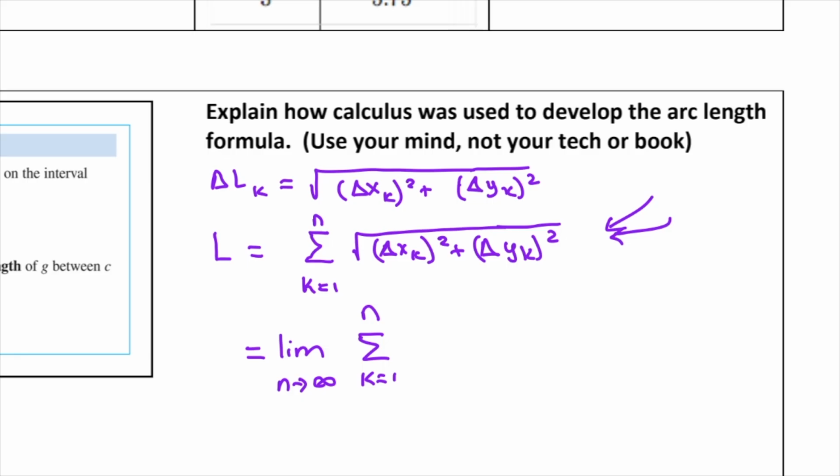So if we were to multiply, let's say, by delta x sub k over delta x sub k, so essentially multiplying by the number 1, and distribute the denominator into our function, let's see what we get.